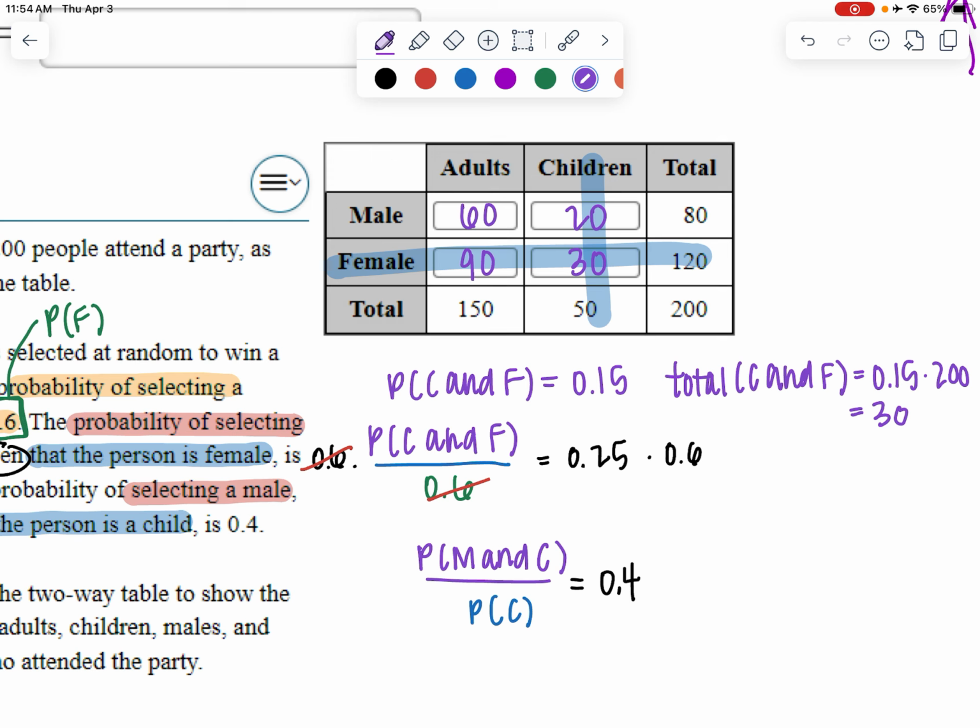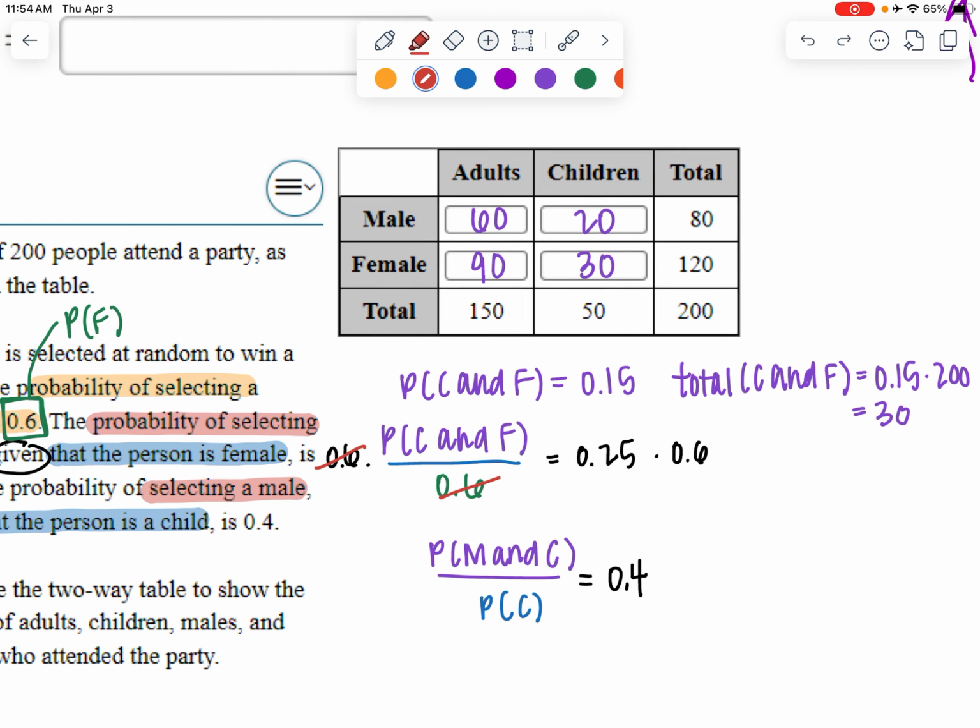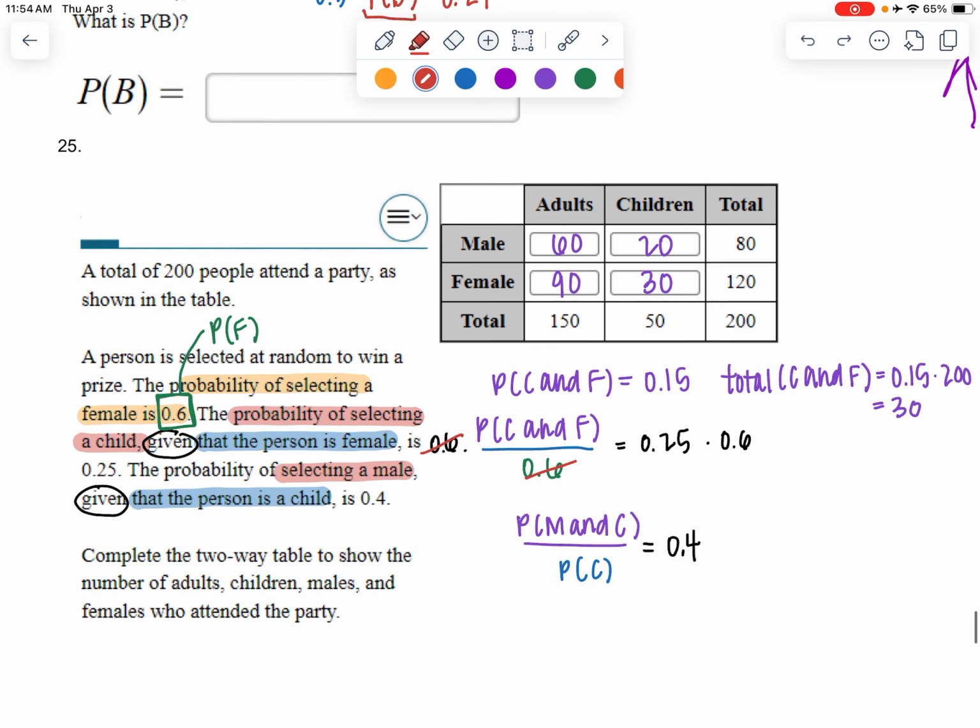Okay, so if we're looking at male and child over child, right, that's 0.4. 0.4 of 200 is 80. So that's not what we need to look at. So just to kind of check our answer here, right, male and child. So this is male and child over the probability of being a child. 20 over 50 is 40%. So it worked out. Okay, so that's our answer to 25.